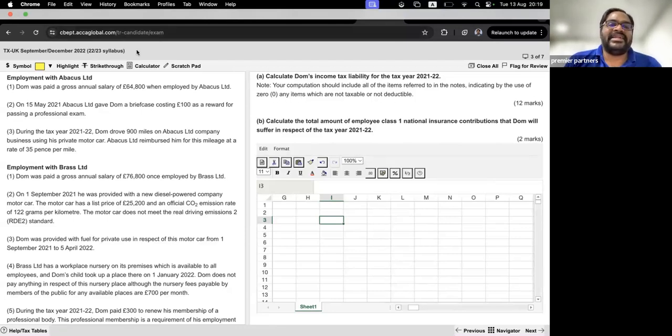Yes, it is not a taxable benefit. But it is going to be an allowable deduction. Why? Because the HMRC limit would be 45 pence here. But the company has paid only 35. So 10 pence into 900 miles, that amount would be an allowable deduction. Agree?